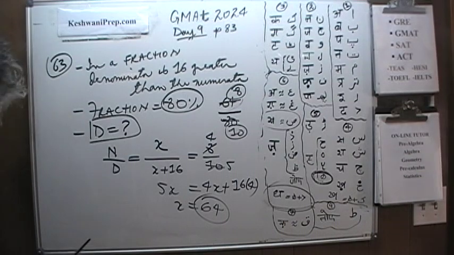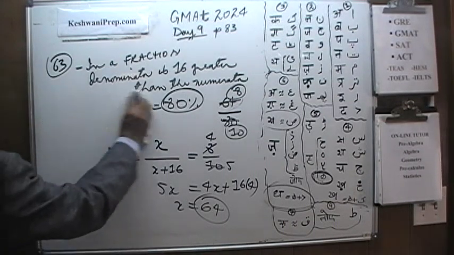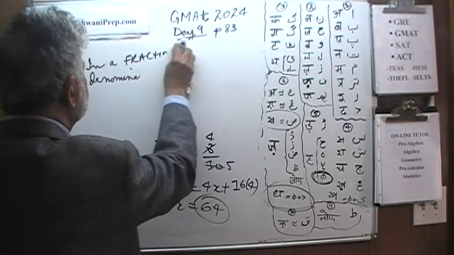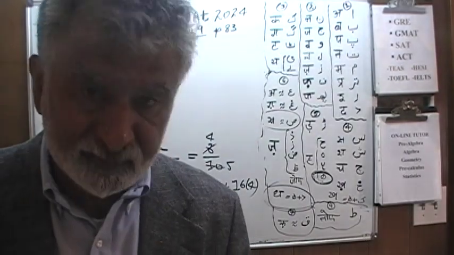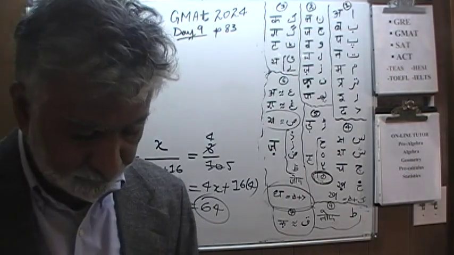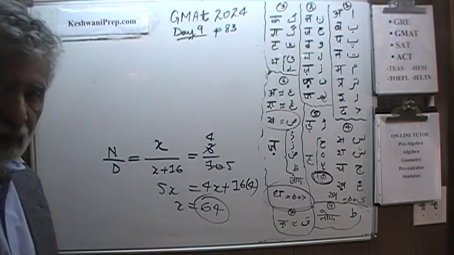Number 65. That was number 64. Don't waste your time in a real exam doing what the last part I did. It wasn't necessary. You should have confidence in your work.